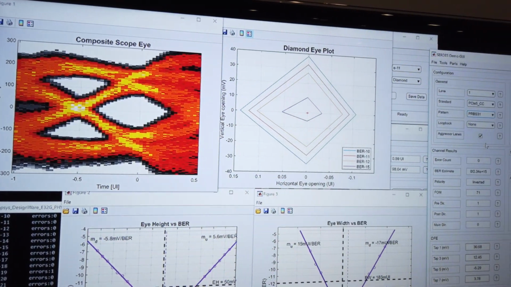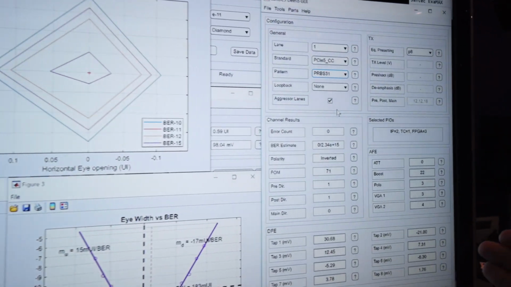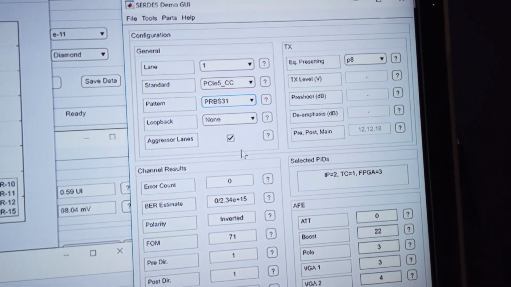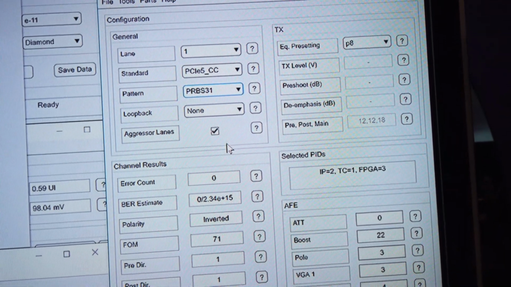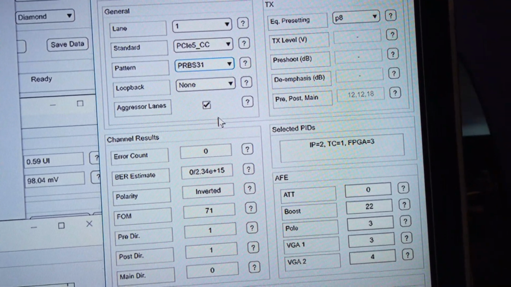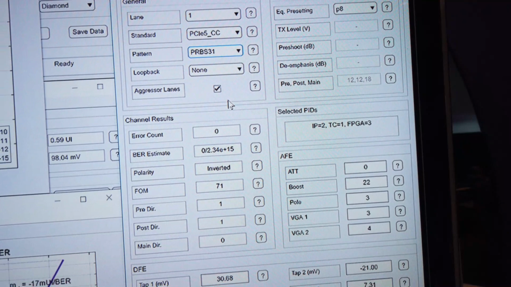With great BER, we were able to run this PHY overnight from last night, and as you see, we were able to achieve above 10 to the minus 15 bit error rate.